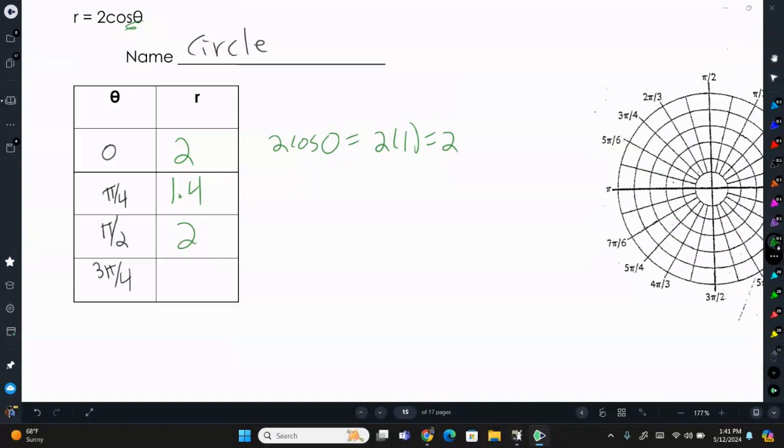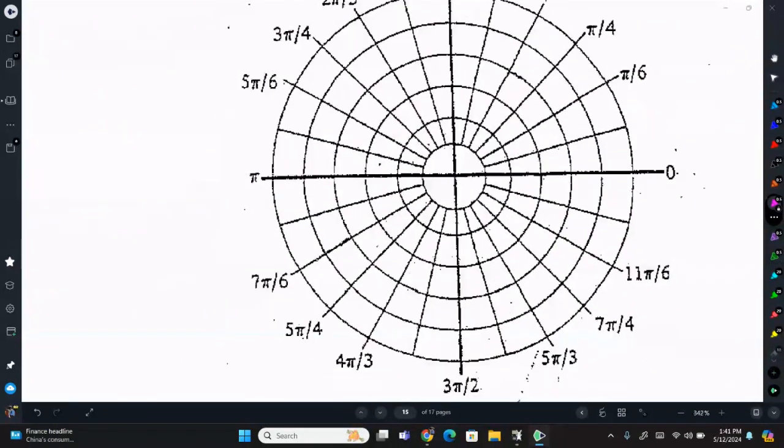So we get 0, and then negative 1.4. So let's go and plot this now. At 0 degrees, we go out to 1, 2. At pi over 4, we go out 1.4 units, so 1 and about a half.